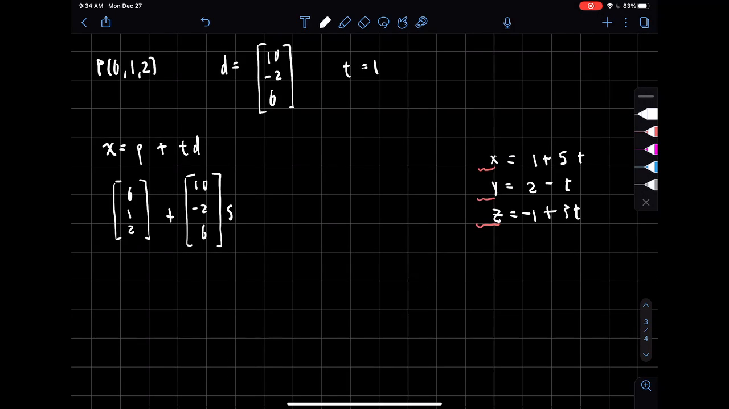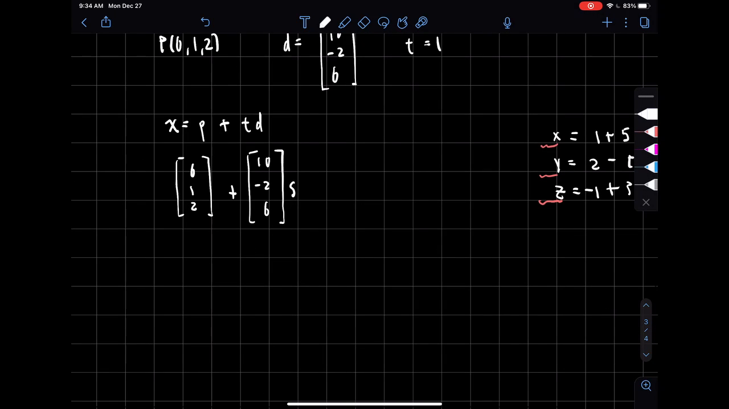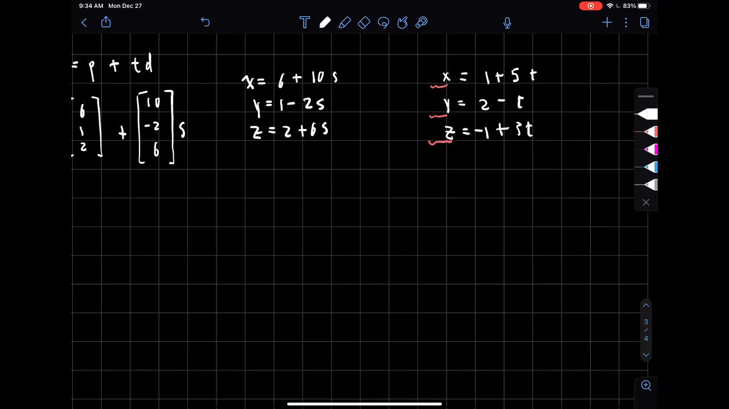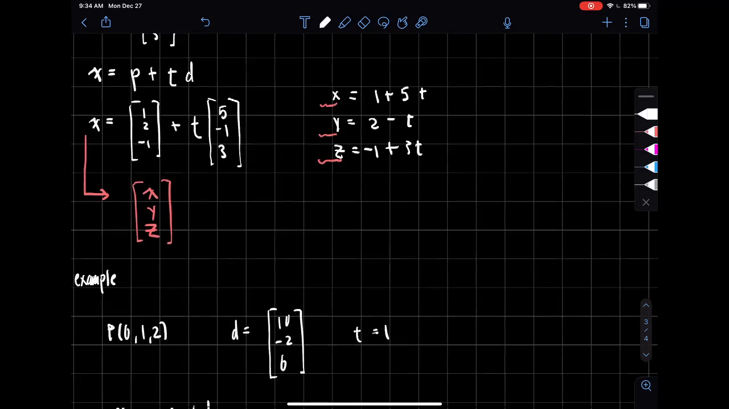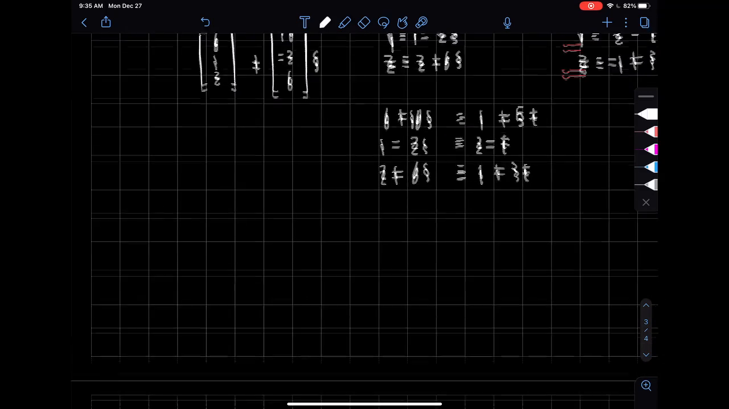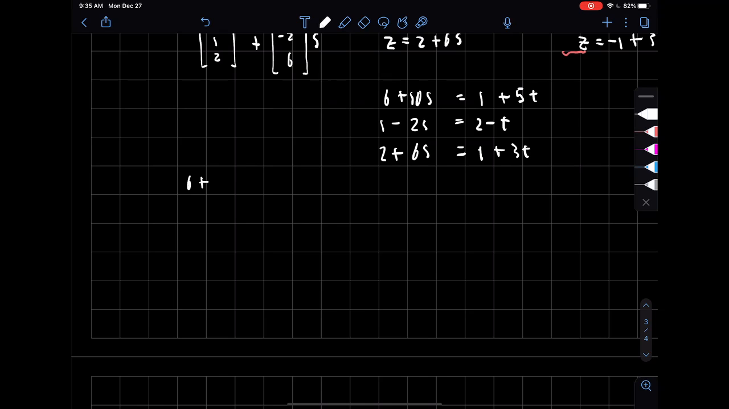Now, assuming we want to find t in terms of s, we just have to generate the parametric equations for this example, and then we create an equivalency where 6 plus 10s equals 1 plus 5t, 1 minus 2s equals 2 minus t, and 2 plus 6s equals -1 plus 3t. So this gives us 6 plus 10s equals 1 plus 5t, and 2s plus 1 equals t.